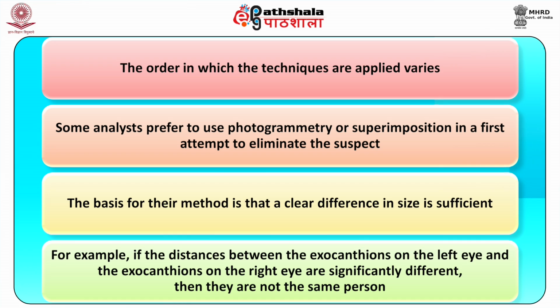For example, if the distance between the exocanthion on the left eye and the exocanthion on the right eye is significantly different, then they are not the same person. However, care must be exercised. Normally, pictures of the accused and the offender are derived from different cameras using different recording media. Consequently, there is a distinct requirement for accurate photogrammetry before a safe result can be achieved.